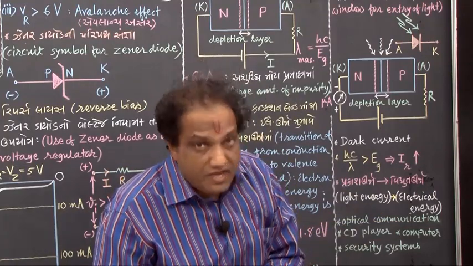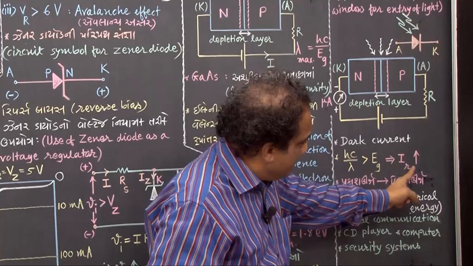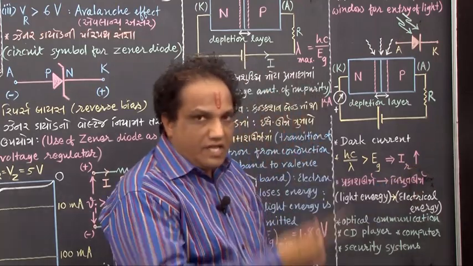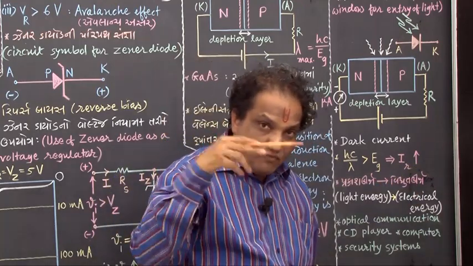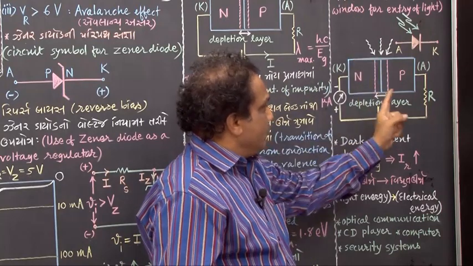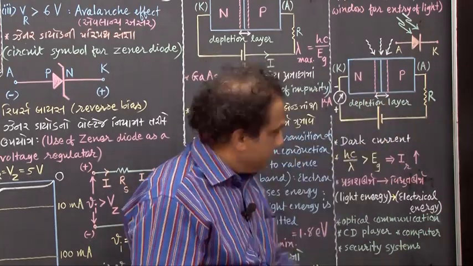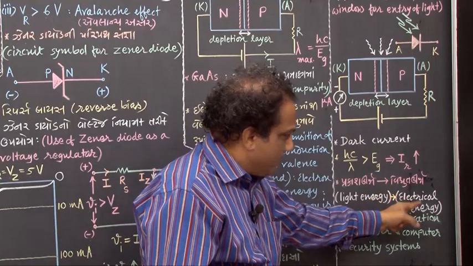Naturally, reverse current will increase. That's what I am writing here. Reverse current is increasing. Tell me here, which energy is converted into which energy? Light energy is converted into electrical energy.